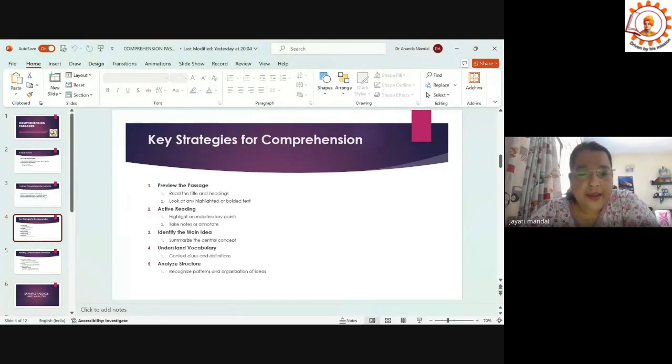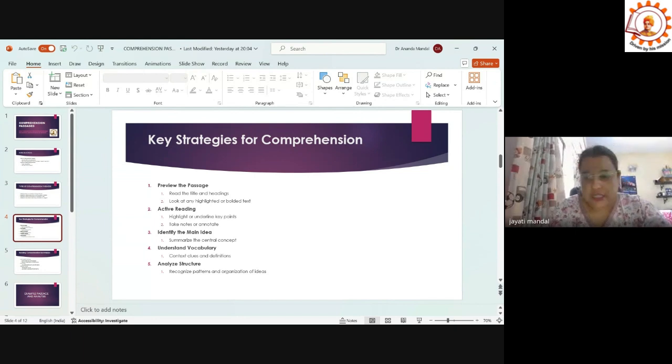Identify the main idea or the central concept of the total passage. Understand vocabulary, context clues and definitions, and analyze structure. Recognize patterns and organization of ideas. What idea has been put in the whole paragraph that you need to analyze.